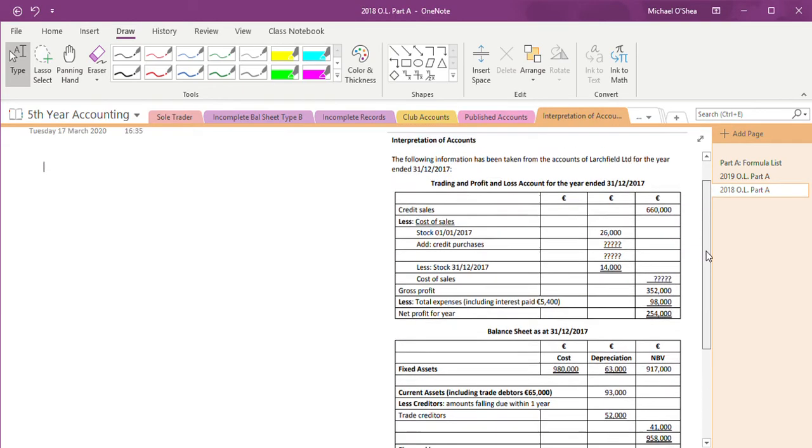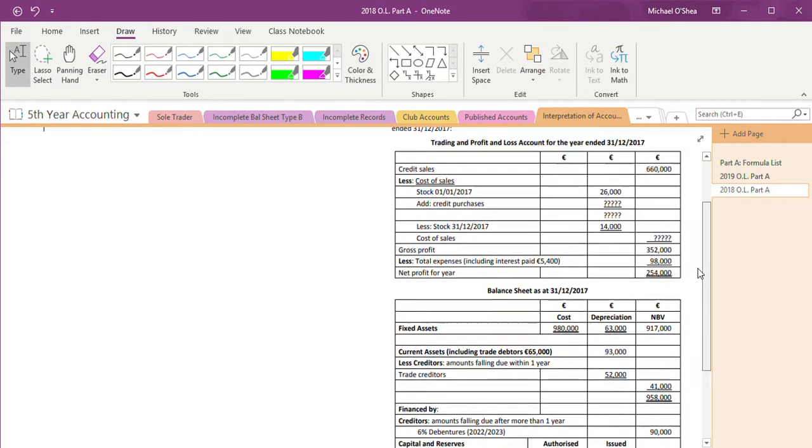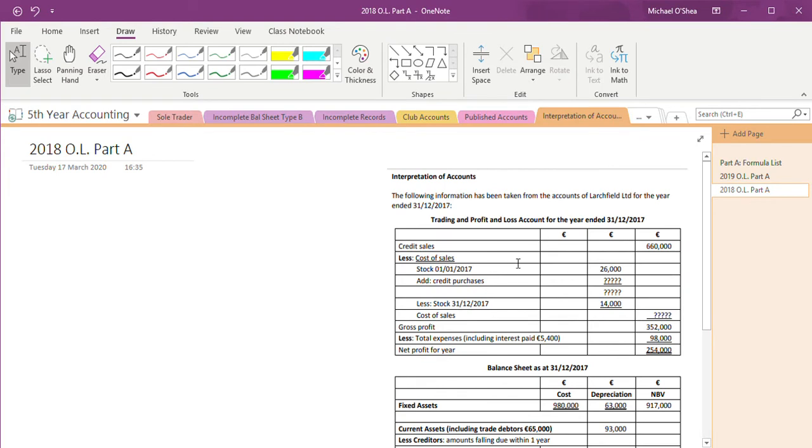I don't need to go through a formula for this. Obviously, to find purchases, we're looking in our trading profit and loss. If you look at it here, we're given figures for sales, opening stock, closing stock, and gross profit. The only figure I'm missing is purchases. Once I take closing stock from my cost of goods available for sale figure, I'll have my cost of sales. But how do I work back to get purchases?